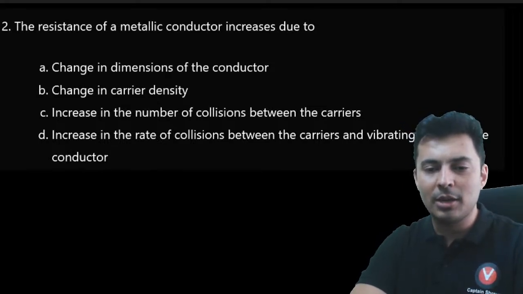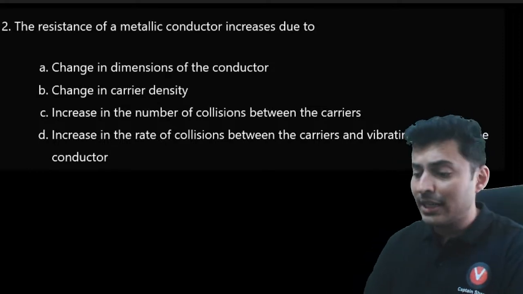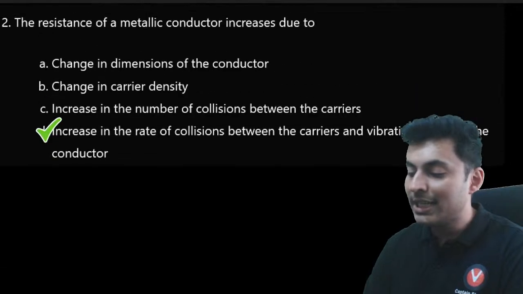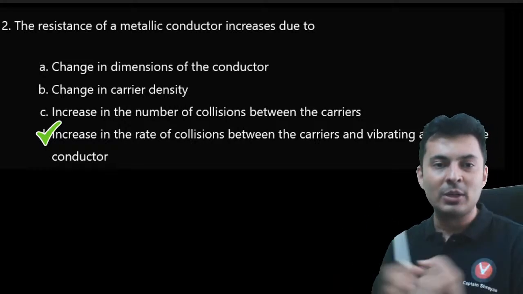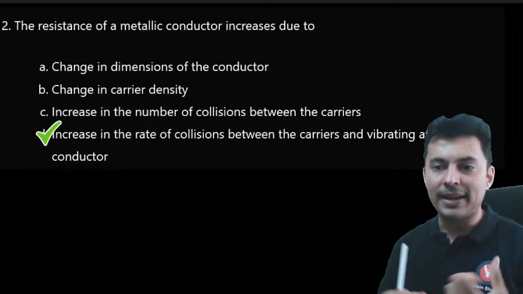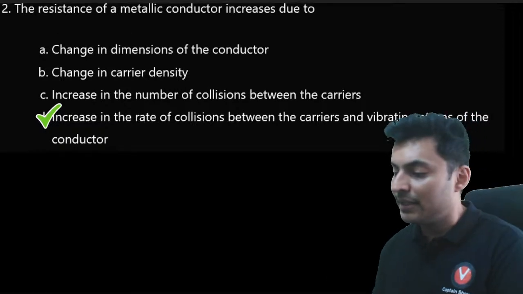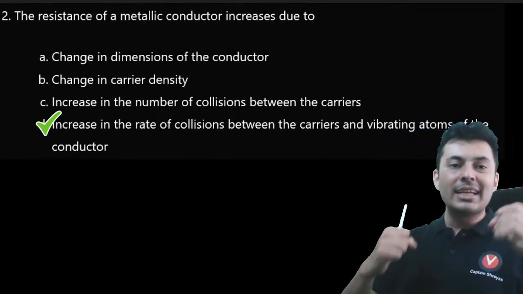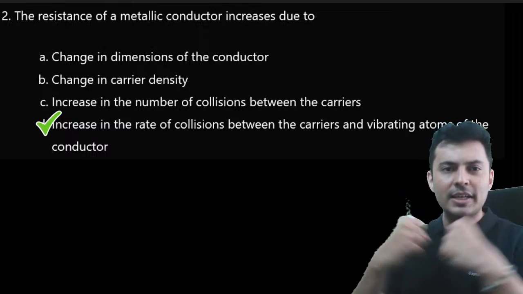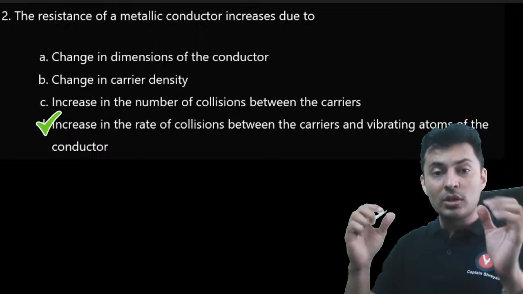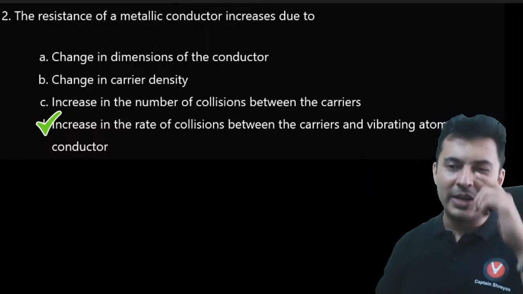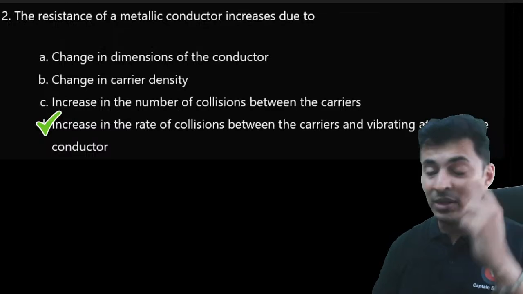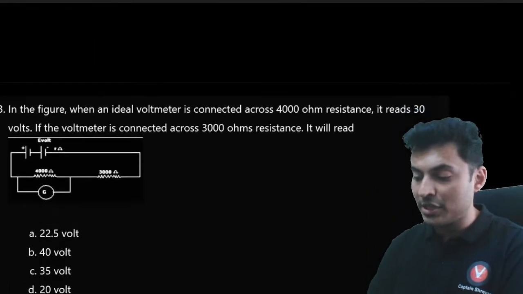Come on, my dear warriors. Think about the next question. The resistance of a conductor increases due to the increase in the rate of collisions between the carriers and the vibration of the atoms. We discussed this in the current electricity chapter as well. When you increase the temperature, the thermal collisions increase, the rate at which they collide increases. Also, the atoms begin to vibrate. They leave very little space for the electrons to pass by. That is the reason why this happens. Correct. Next one.